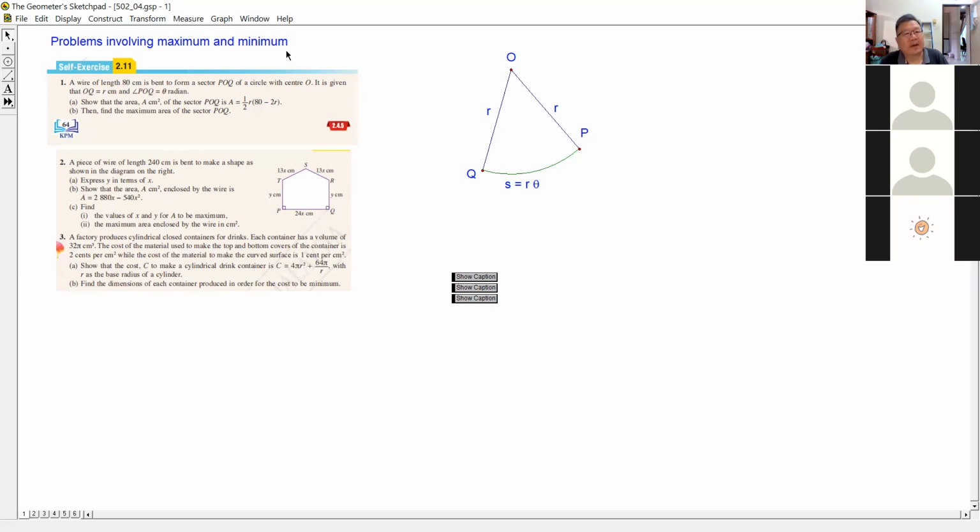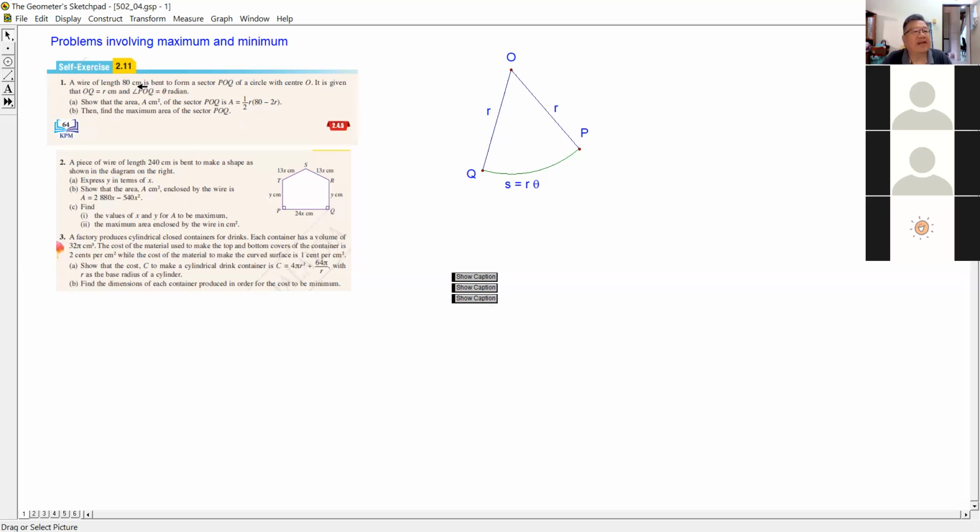The problems involving maximum and minimum, the formula and the method, are all similar to the turning points. So I'm not going to show you the formula again. We straight away start off with the problem. These three problems are given in your textbook. The first problem is in self exercise 2.11.